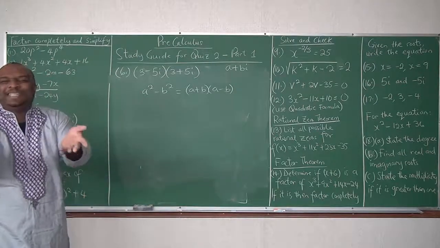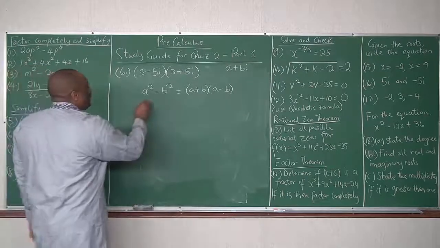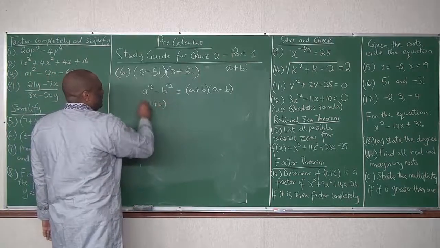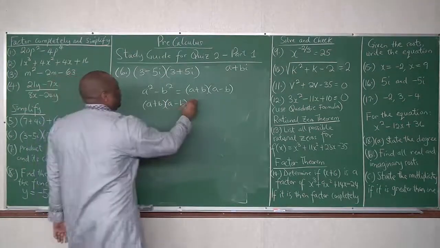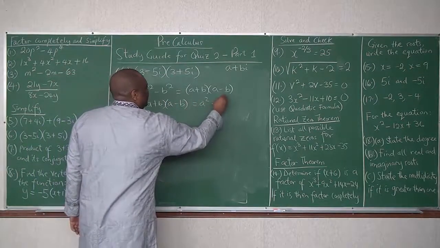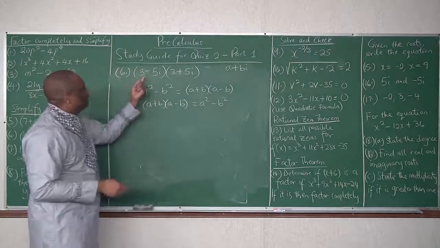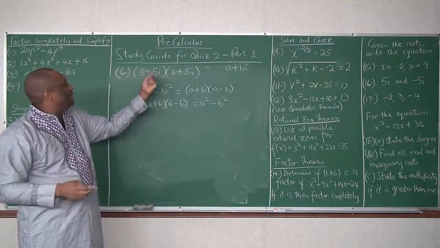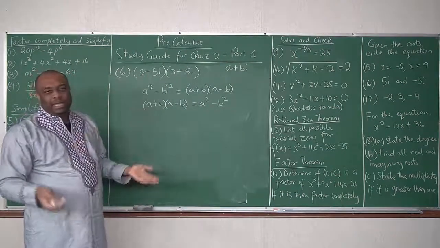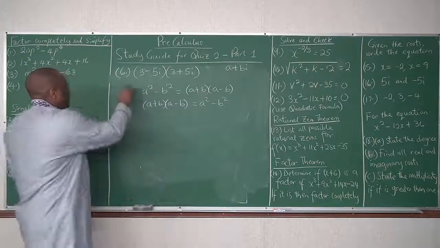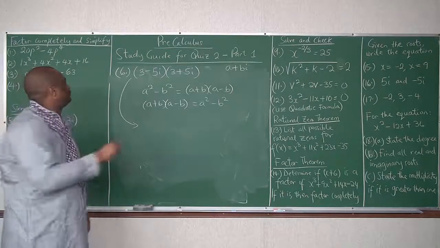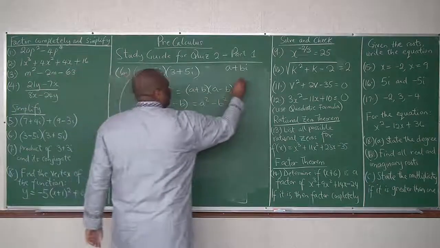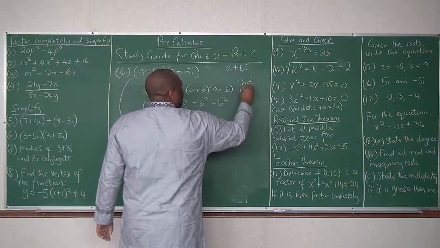Or you can say vice versa. So a plus b times a minus b is a squared minus b squared. So when you have a minus and a plus like this, it qualifies as a difference of two squares. This is the second method to solve it.